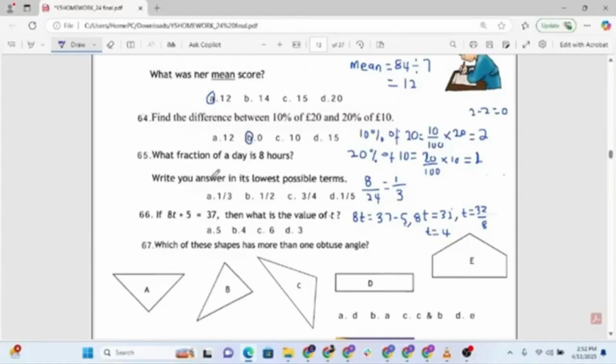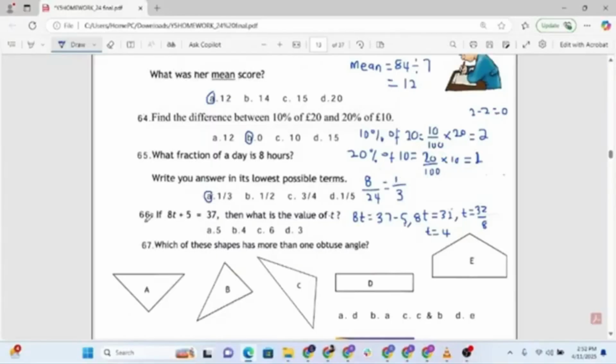Question 65. What fraction of a day is 8 hours? Give your answer in its simplest form. The correct answer is option A, 1/3. Explanation. There are 24 hours in one day. 8 out of 24 reduces to 1 out of 3.